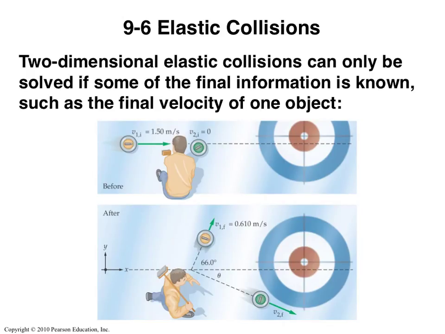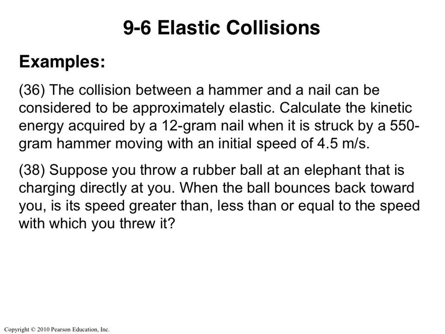When you have collisions in 2 dimensions, you cannot know the answer without knowing something else about the final result, which is what this statement is saying. If some final information is known. Now, I will show you, the book has some examples. I'll show you an example, right?